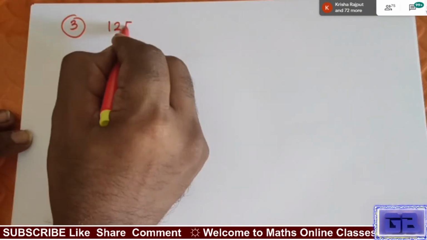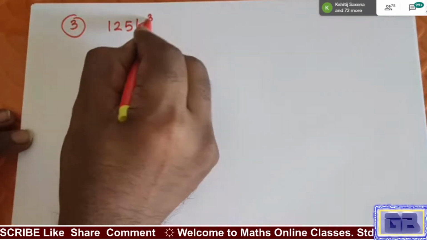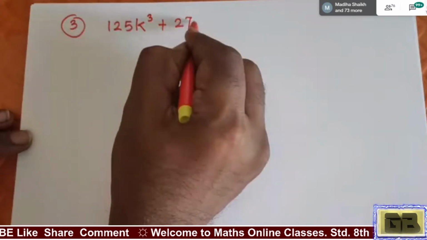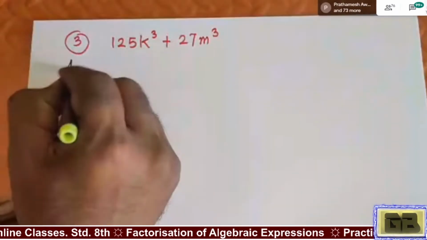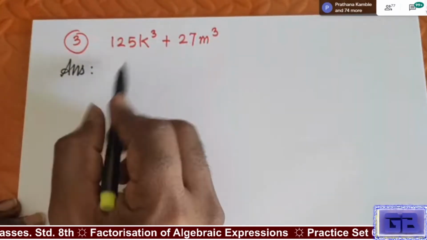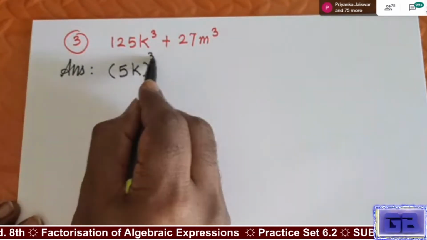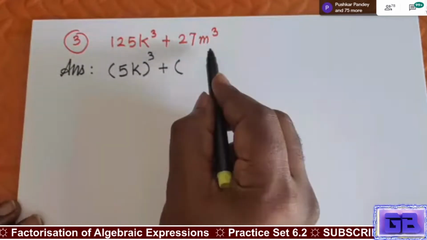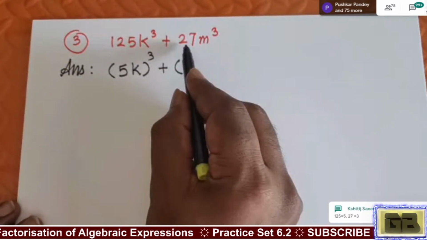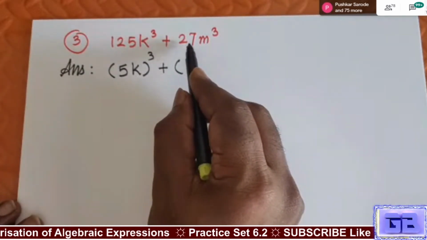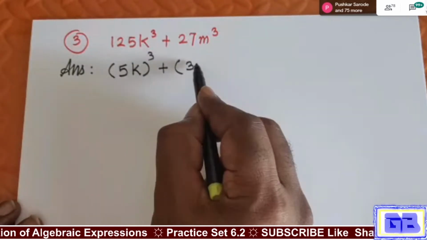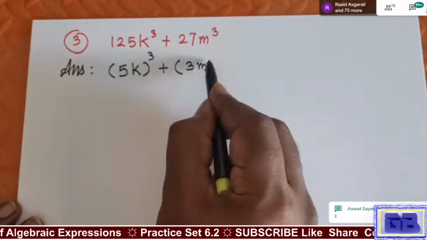Write down the third one: 125k cube plus 27m cube. Write down the answer. 125 we will write as 5k bracket cube plus, 3 3s are 9, 9 3s are 27. 27 is the cube of 3. 3 is the cube root of 27, so 3m whole cube.